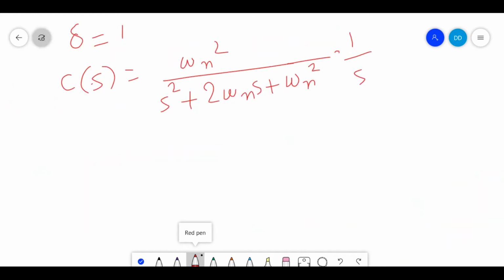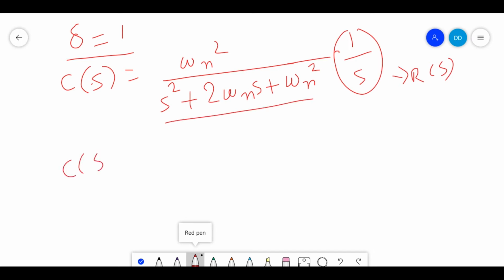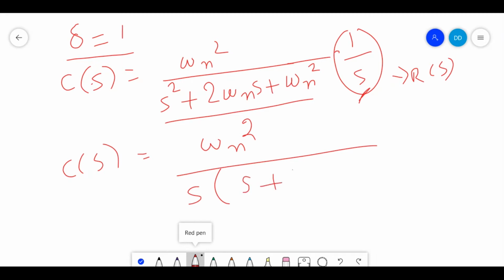So for critically damped case, substitute delta equal to 1 in the standard form. So in the denominator it becomes s square plus 2 omega n s plus omega n square into 1 by s, this is R of s. So we can write this as C of s is equal to omega n square divided by s into s square plus 2 omega n s plus omega n square. We can write it as s plus omega n the whole square.